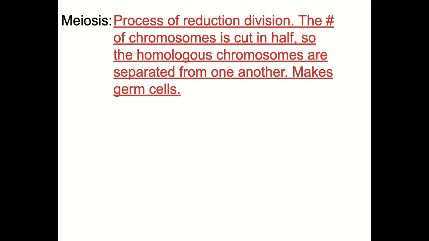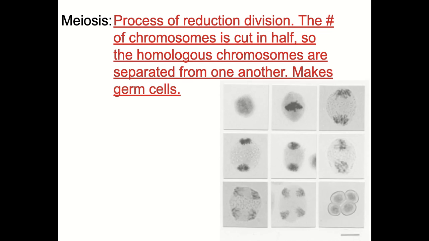The definition that we're going to use for this purpose is that meiosis is reduction division. So the number of our chromosomes is cut in half. The homologous chromosomes, so our pairs of chromosomes, are split in half and they're going to make sex cells. So if you start with 46, you end up with 23. That's all you need to know.